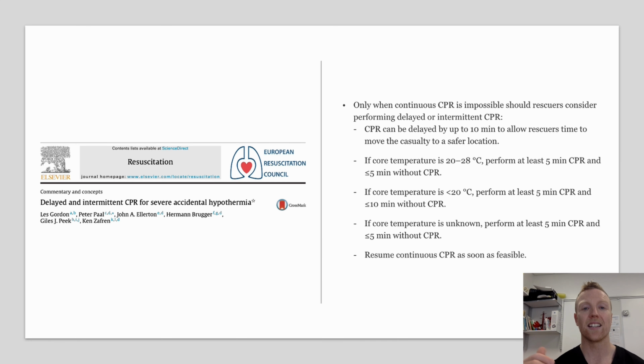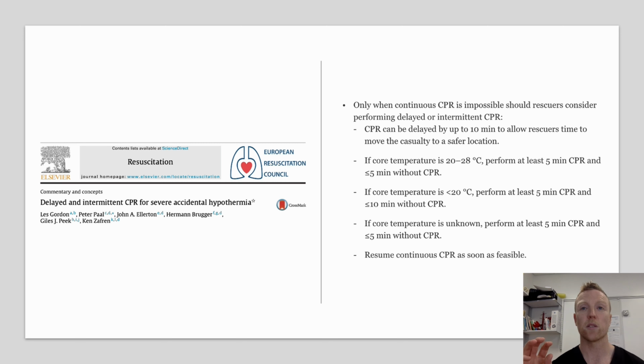When I looked at the delayed or intermittent CPR, this was really a new concept for me. And when I tried to find any sources about it, this seems to be the paper that the data was taken from, which is a 2014 paper published in Resuscitation.